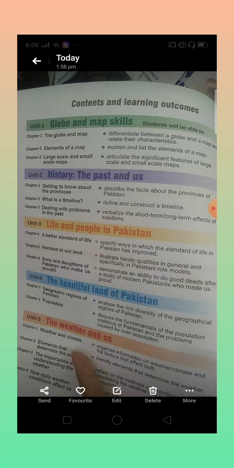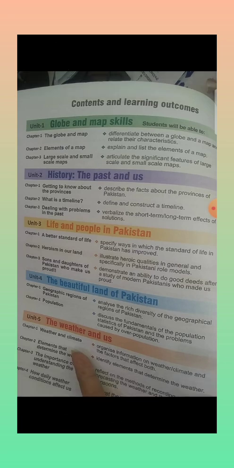chapter. Okay, in this Globe and Map Skills, first of all, we get to know what a globe is and what a map is, what the difference between the globe and the map is, and the elements of a map, in which you can explain and list the elements of the map. And you also have to learn the large scale and the small scale, in which you have some significant features. So first of all, we have to read the chapter thoroughly, then we will understand what is a globe and what is a map.